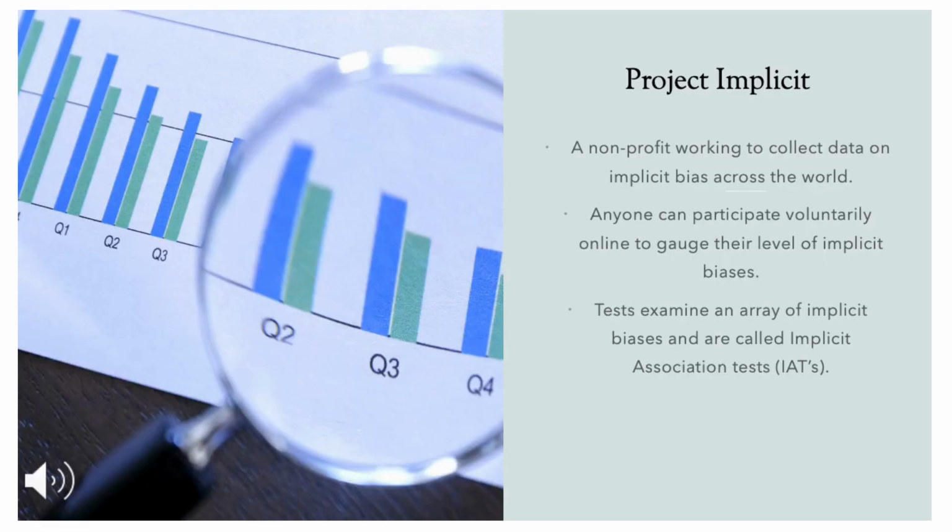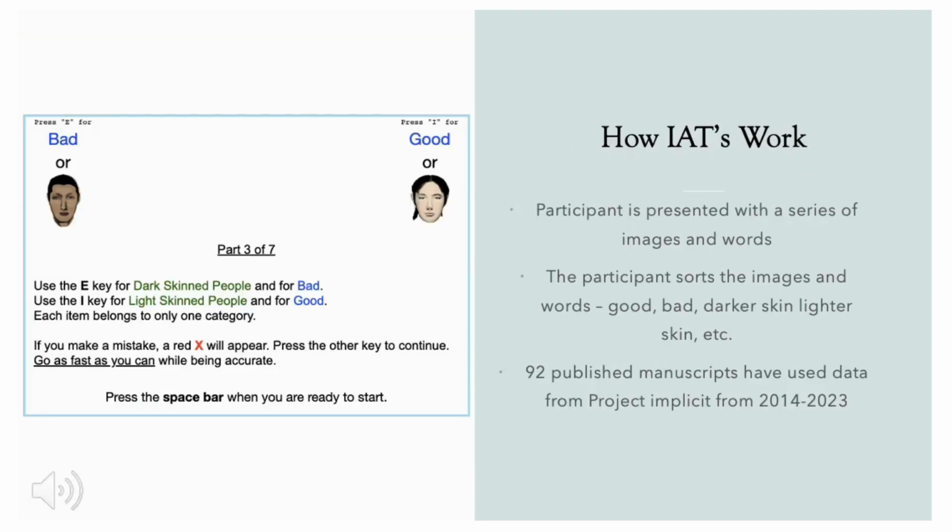In 1998, a nonprofit called Project Implicit was established, also leading to the creation of Project Implicit Health in 2011. This organization works to collect data on implicit bias across the world by people voluntarily participating in online tests to gauge a level of unconscious bias. These biases can be physical or mental, with an array of racial tests, Native, Asian, skin tone tests, cultural tests, and more. These tests are called IATs, Implicit Association Tests.